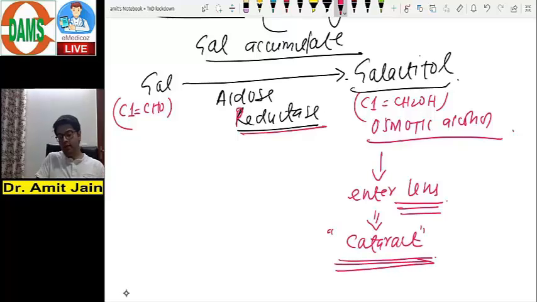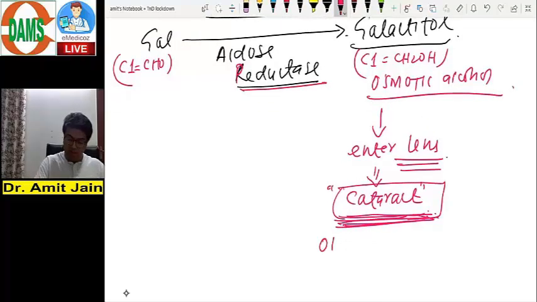So it may enter the lens, right? And it may take water inside because of osmotic properties, and this may precipitate the lens proteins because of the water, and this may lead to what? Cataract formation, right? So guys, this cataract is a special cataract that's called an oil drop type of cataract.